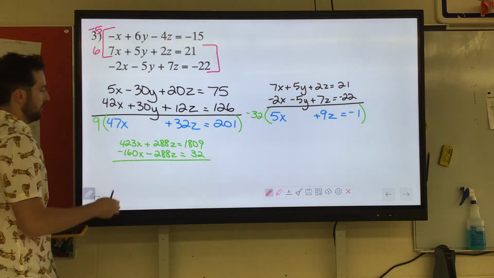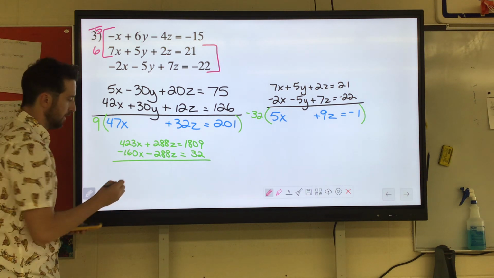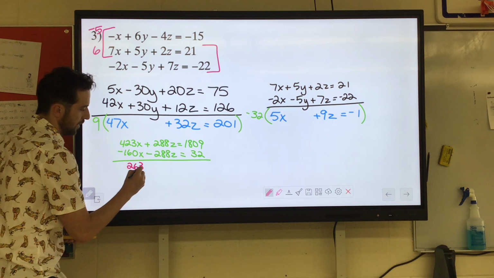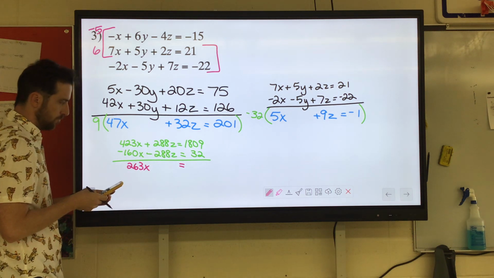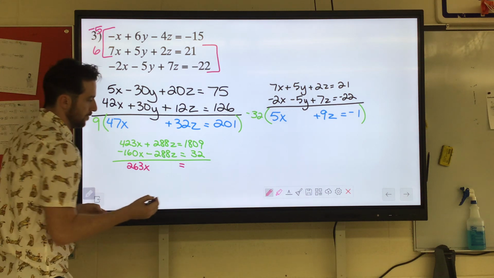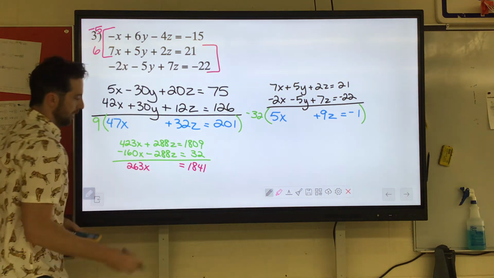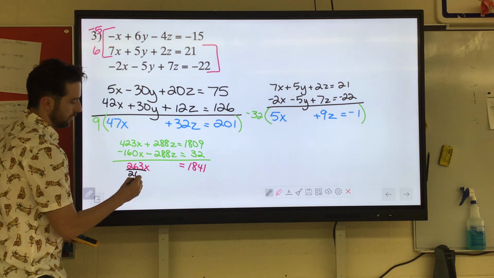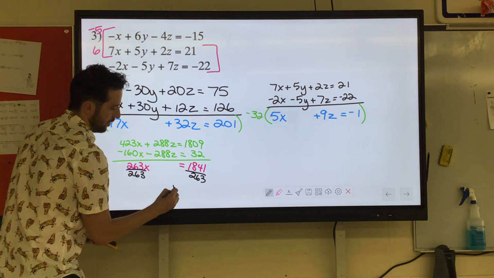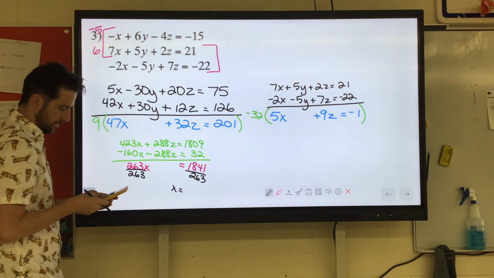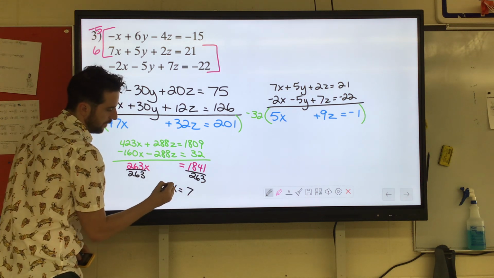Whew. All right, for the x's, 423 minus 160 is 263x. There are no z's. 1809 plus the 32. Oh, I could have done that in my head. 1841. We'll divide both sides by the 263. Come on. Phew. Came out to a whole number, 7.